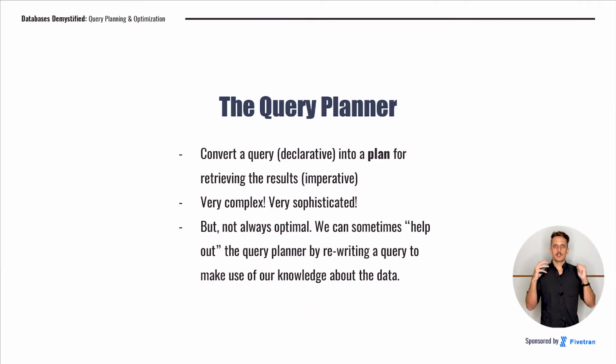The part of the database that creates the plan is called the query planner. Query planners in modern databases are very complex and very sophisticated. Fortunately, you don't need to understand how query planners are programmed in order to understand what it is that they're doing and how to interpret the plans that they generate. Unfortunately, query planners are not always optimal. Sometimes we can help out the query planner by using our knowledge of the query or of the underlying data, or by actually making changes to the database so that the query planner can plan more effectively.